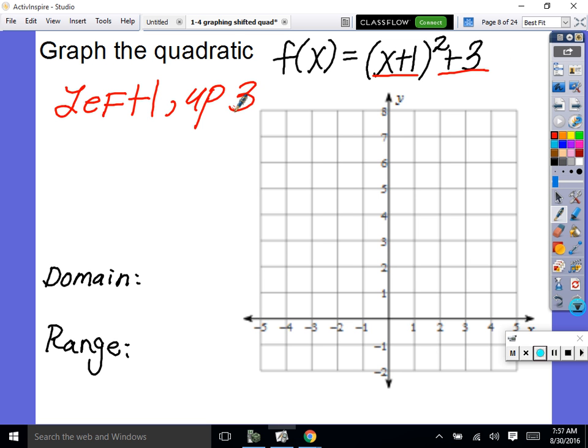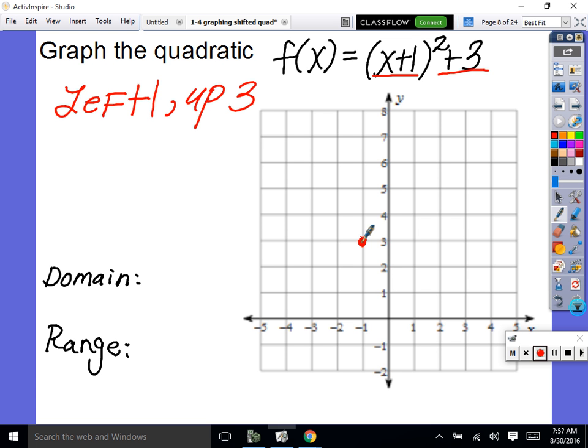So we're going to start at the origin. We're going to go left 1 and up 3. There's the lowest point. Left 1, up 3. Good. So we're going from the origin, left 1 and up 1, 2, 3. There's our lowest or highest point.